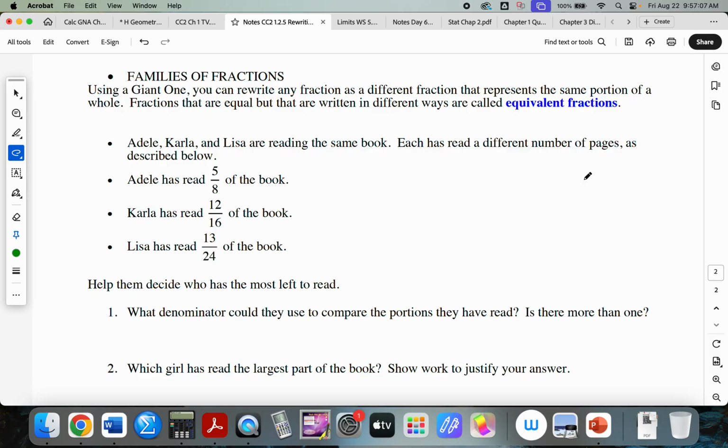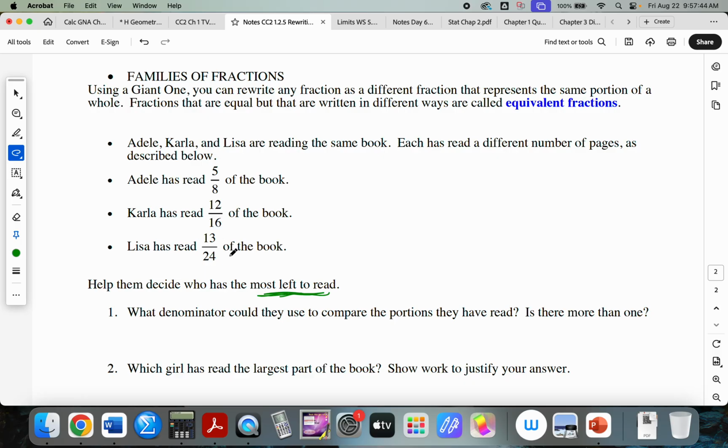So Adele, Carla, and Lisa are reading the same book. Each has read a different number of pages as described below. Adele has read 5/8 of the book. Carla has read 12/16 of the book. And Lisa has read 13/24 of the book. So we're going to try and decide who has the most left to read. Oh, not who's read the most, but who has the most left to read.